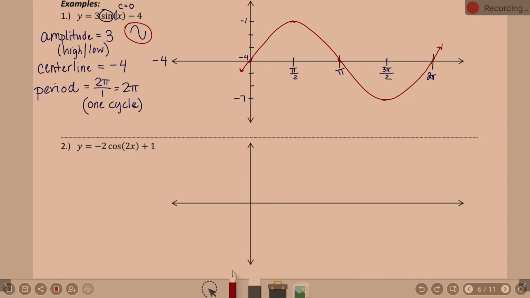3 sine of x in parentheses minus 4. First of all, I typed sine. What mode should I be in to do anything with sine? You need to be in radians, which I was not, which is why I pointed. If I hit graph right now, gosh darn it, I'm not on. Okay.